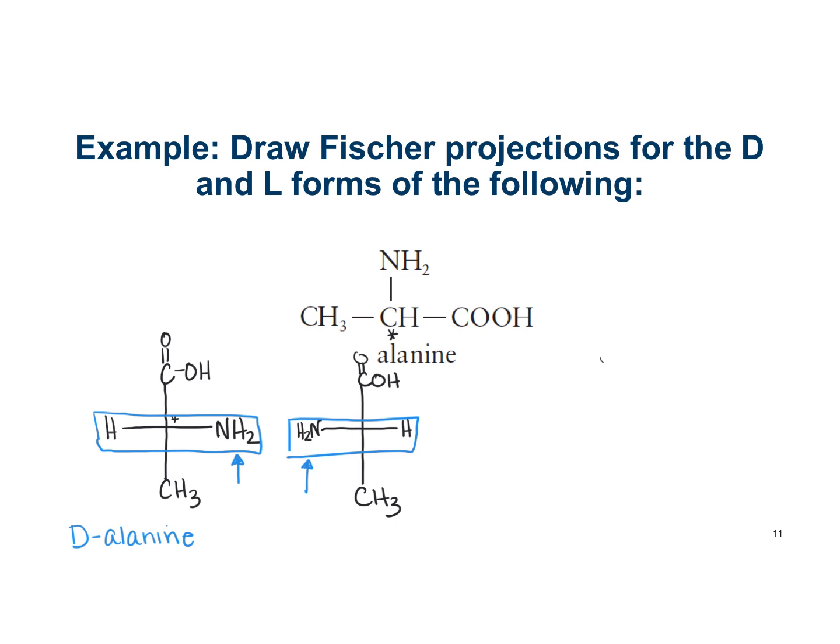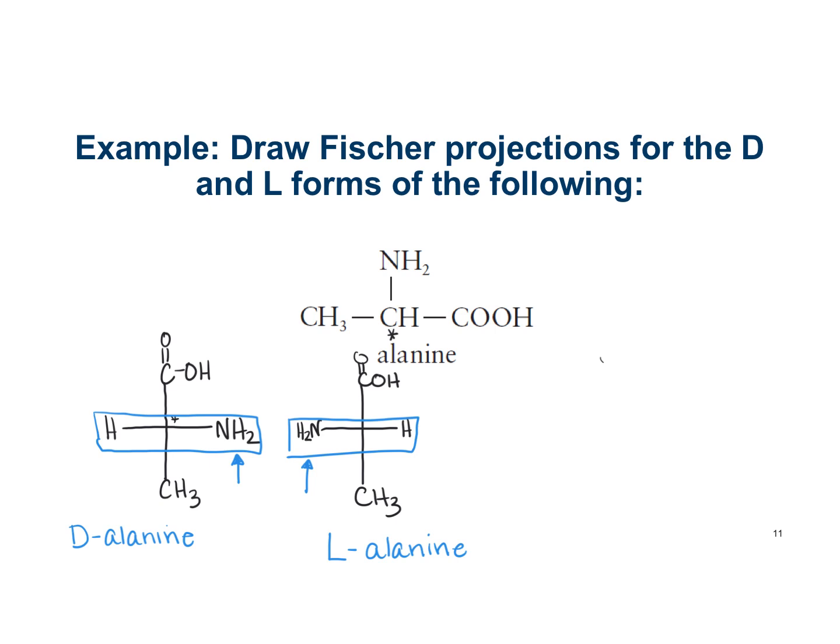And then when it's on the left side, that's L-alanine. And so again, we're looking for the functional groups. In carbohydrates, this is going to be OH, and in amino acids, it's going to be the NH2 group there.